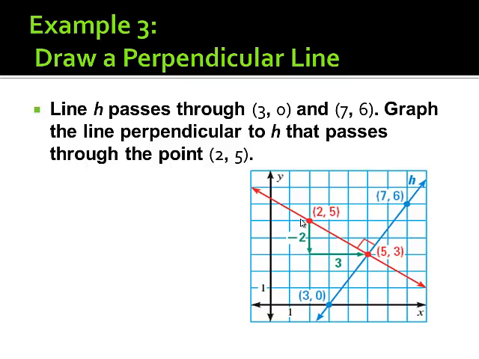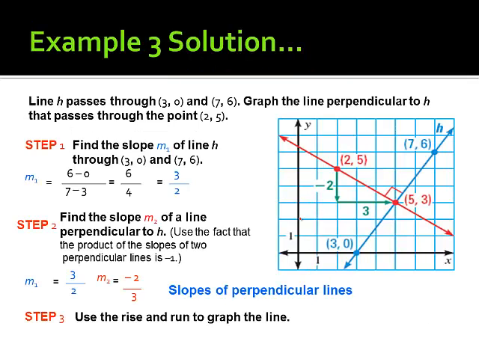What you basically do is you figure out the slope of the first line, line H, and when you do change in y over change in x, it gives you 6 over 4, and you evaluate to 3 over 2. So this is your first slope that you're dealing with. Since we're graphing the line that's perpendicular to it, we know that m1, the slope, is 3 over 2.